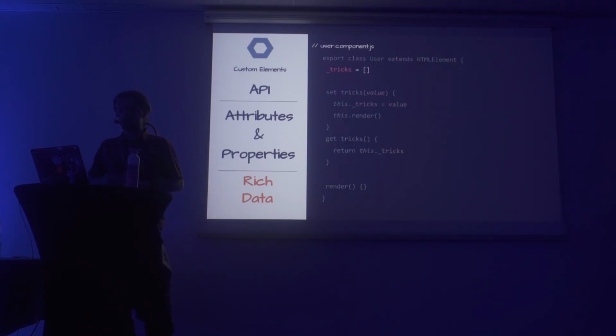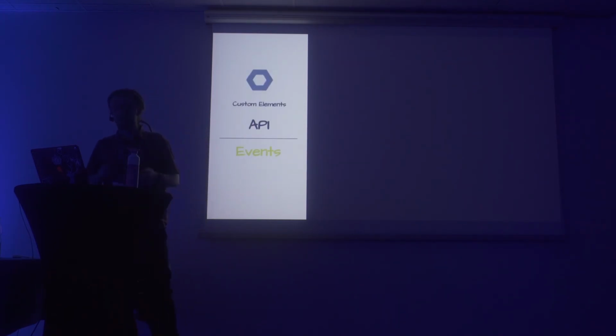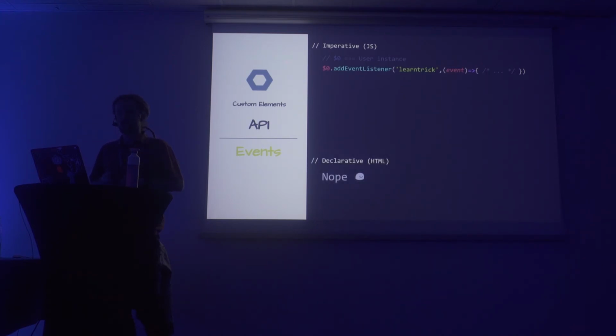Let's implement that. Again, you already know the trick. Define internal property, setters and getters. And again, you have to call render within the setter. So we already call render in two places. Gosh. All right, what about events? So we just emit custom events. You create, imperatively, a listener on a custom event. And you cannot do that declaratively. Bummer.